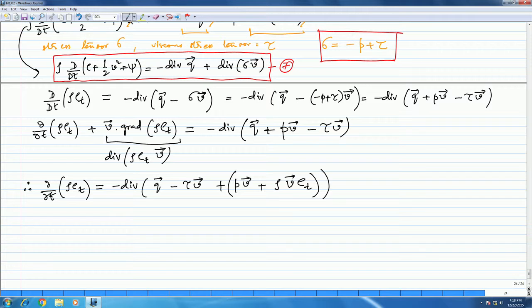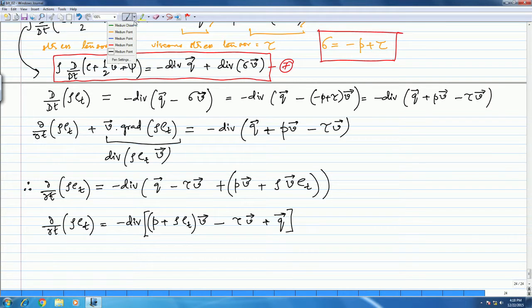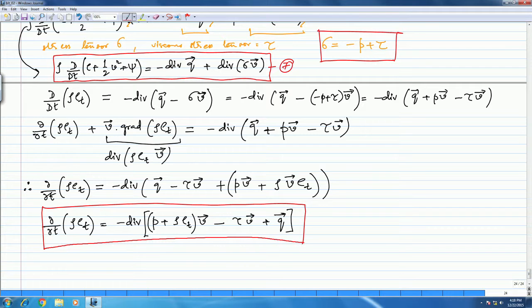Okay, yes, fine. So now I'm going to rearrange this a little bit and write that del of rho Et is equal to minus the divergence of, here I'll take V common, so p plus rho Et times V, minus that. Okay, and this I'm going to call the equation.